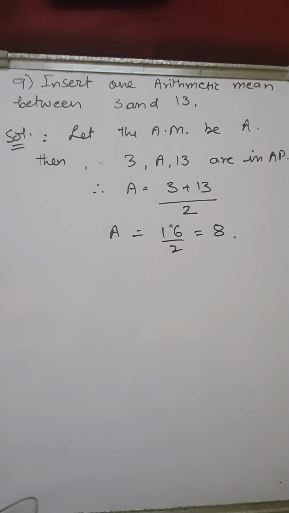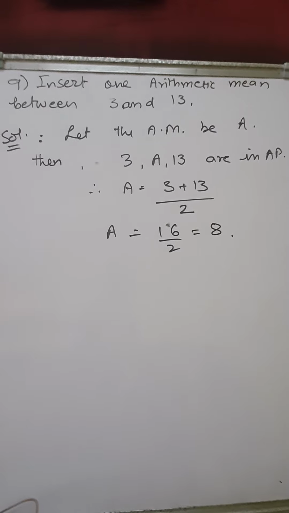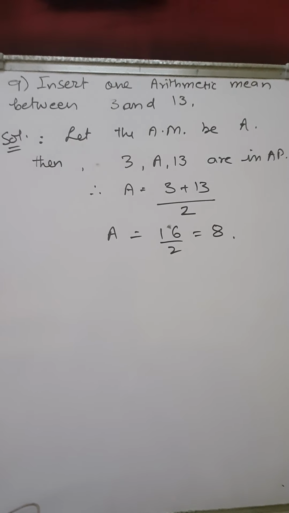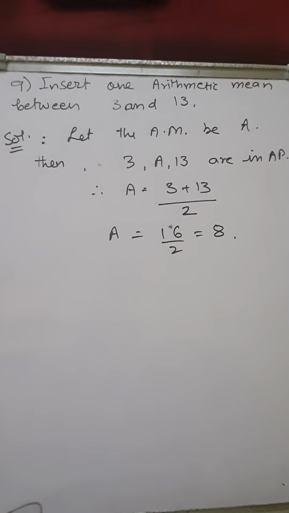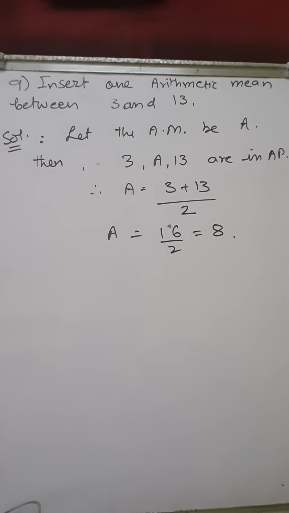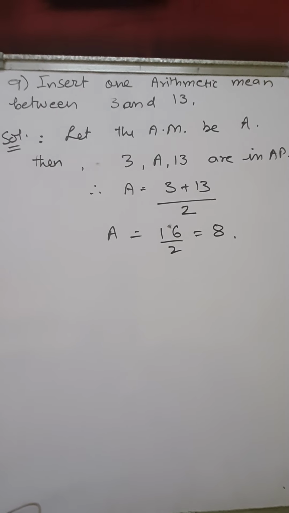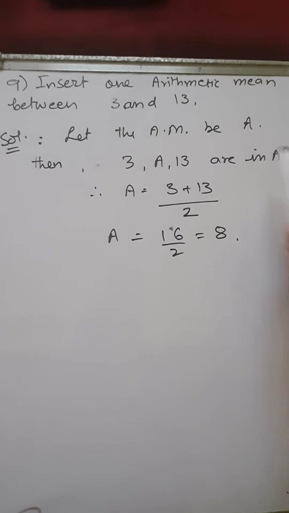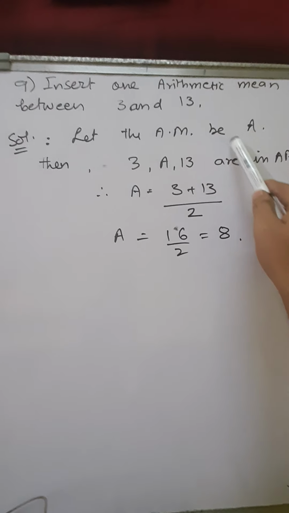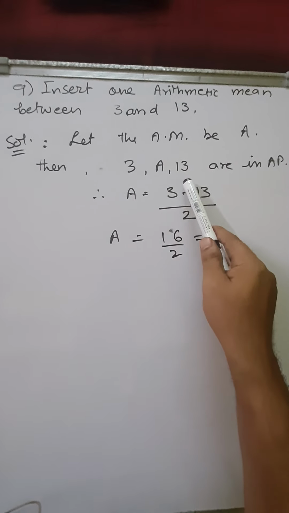Let's discuss another sum, children. In this sum, the question states: insert one arithmetic mean between 3 and 13. So let's see how we will solve it. We have to insert one number in between 3 and 13. Let the arithmetic mean be A. Capital A is what we have assumed as the arithmetic mean inserted between 3 and 13.